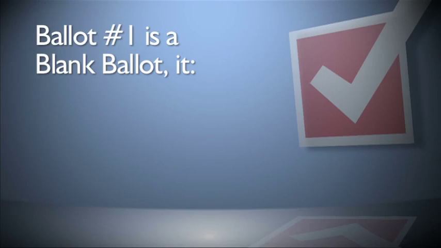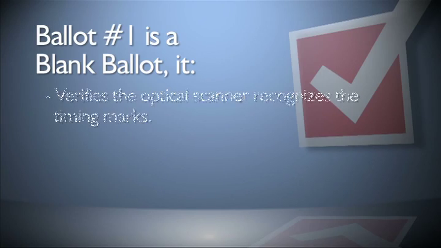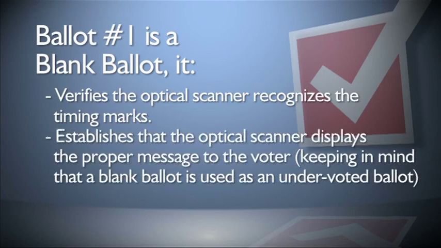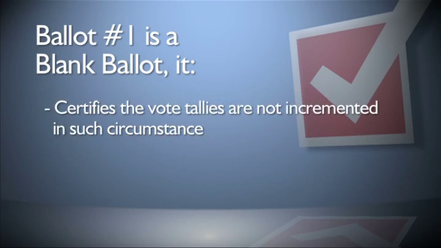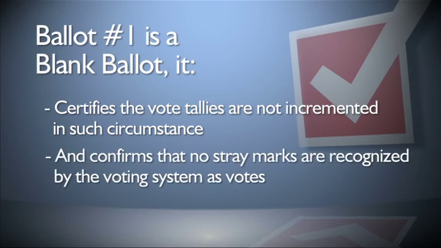Ballot number 1 is a blank ballot. It verifies the optical scanner recognizes the timing marks, establishes that the optical scanner displays the proper message to the voter, keeping in mind that a blank ballot is an undervoted ballot, certifies that the vote tallies are not incremented in such circumstance, and confirms that no stray marks are recognized by the voting system as votes.